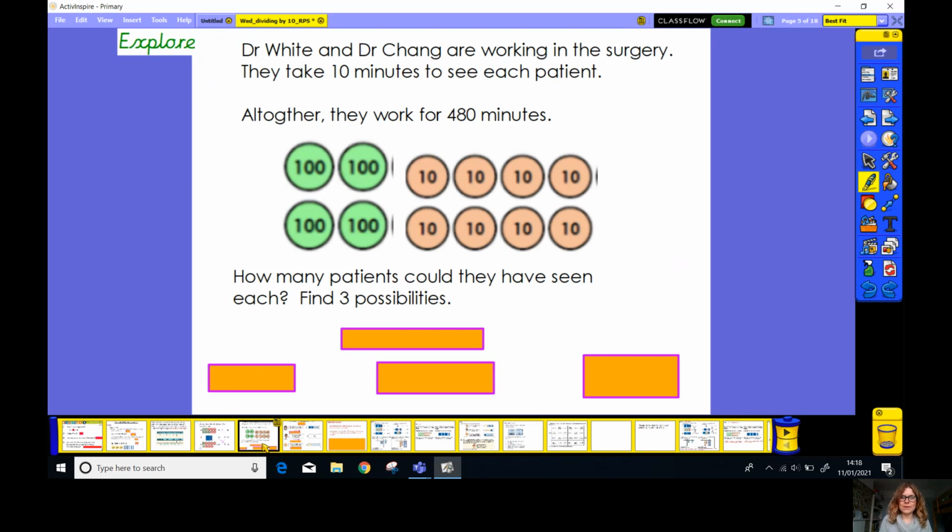Okay, now this is a little bit more tricky. It's a word problem. So when we do word problems, we always remember that we have to highlight the key words in the sentence or the key numbers in the sentence. So we're going to do that now. So I'm going to take my highlighter pen.